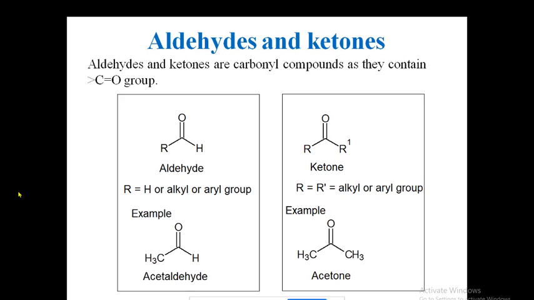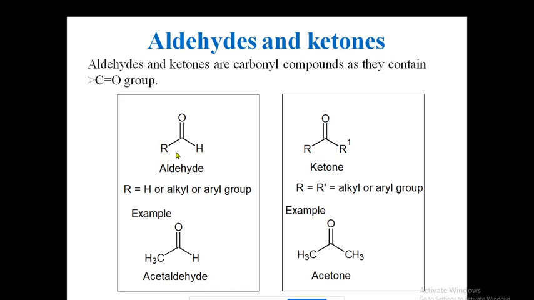What is meant by aldehydes and ketones? So aldehydes and ketones are carbonyl compounds, or collectively they are known as carbonyl compounds, as they have the C double bond O group. This is the carbonyl group. So here this is the aldehyde and this is the ketone.